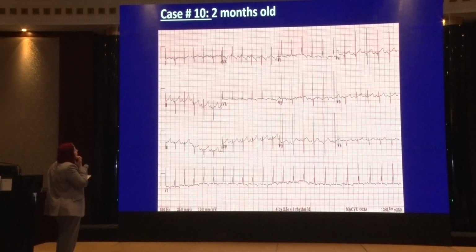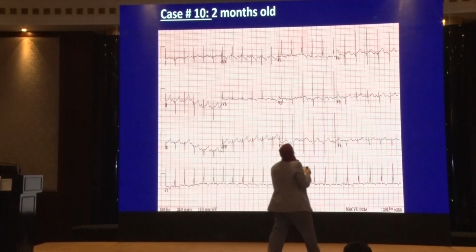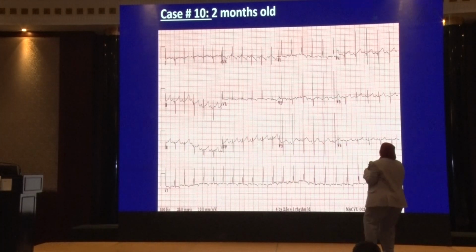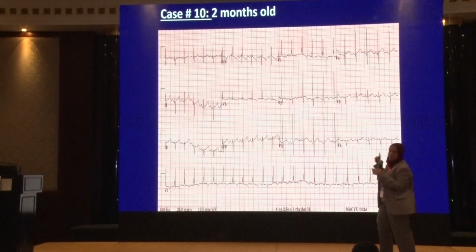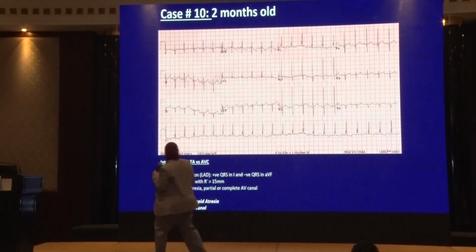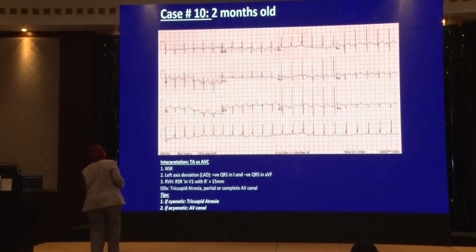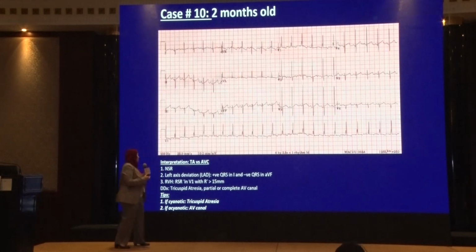Okay, let's look at the complex now. Yeah, RSR dash. Is it narrow complex or wide complex? When I find the RSR dash, I will look: is it narrow complex or wide complex? Narrow complex. Is the R dash more than 10 squares? Yeah, so I have right ventricular hypertrophy. This patient has normal sinus, has left axis deviation, as we said, and this patient has right ventricular hypertrophy.